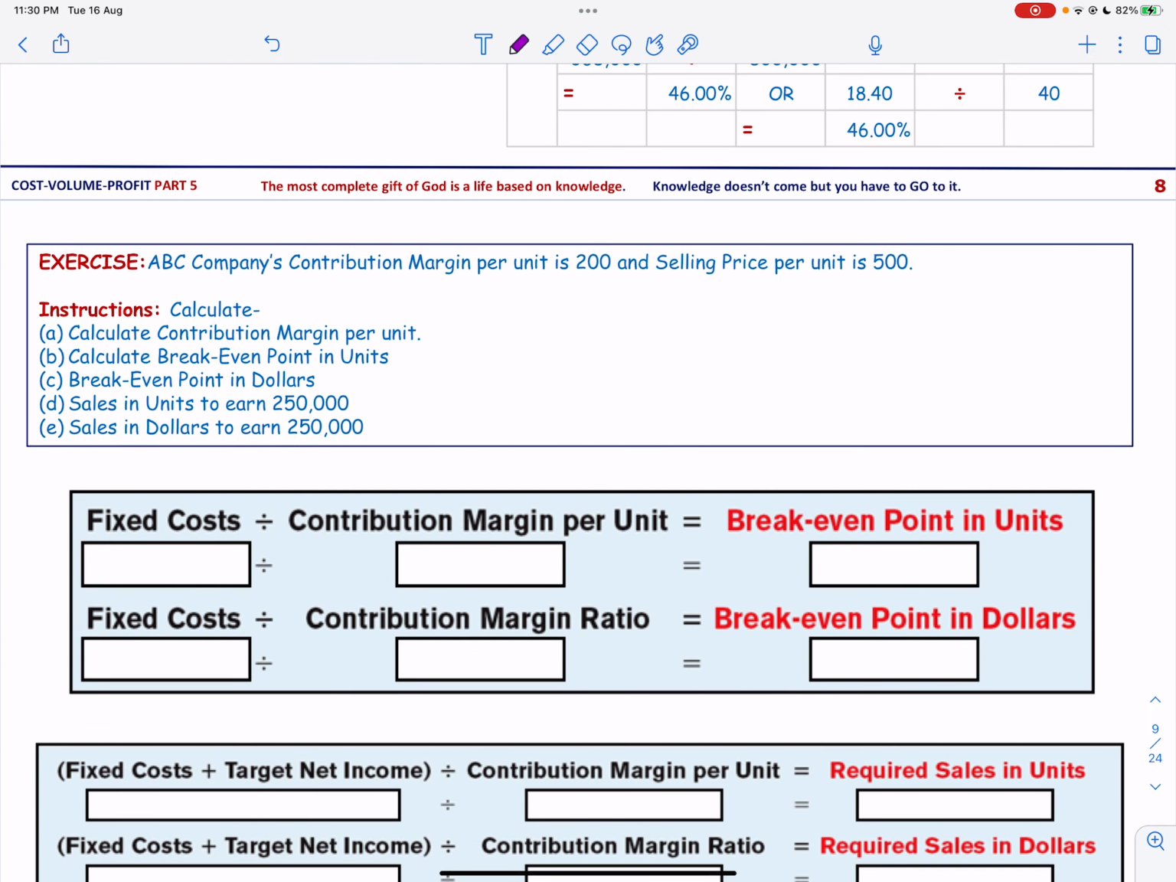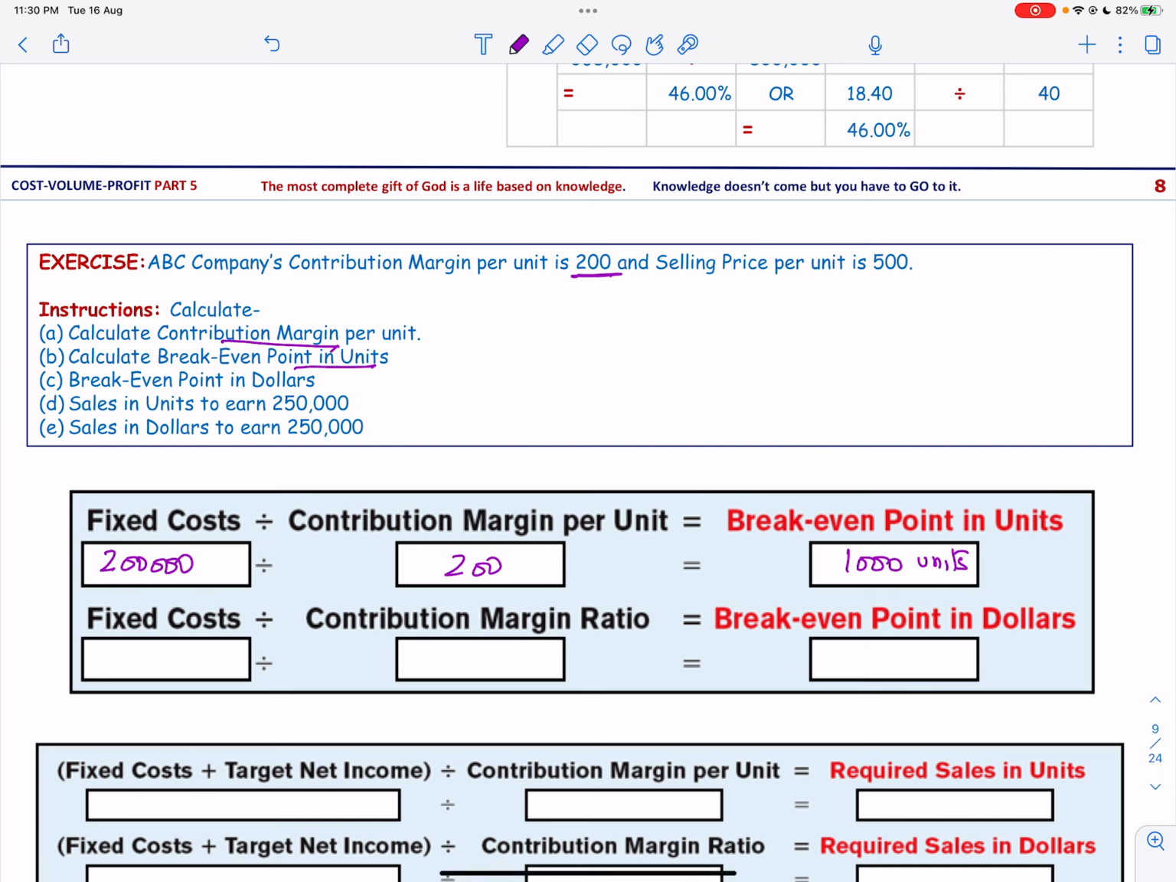So we have fixed cost as 200,000, and the contribution margin is given to us as 200, selling price minus variable cost, that is 200. So the break even point in units is 1000 units. Then they ask us to calculate the break even point in units. We have the contribution margin per unit.